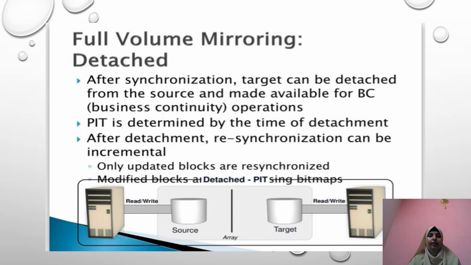Full volume mirroring detached. After synchronization, the target can be detached from the source and made available for BC, that is business continuity operations. The PIT is determined by the time of the detachment. After the detachment, resynchronization can be incremental. Only updated blocks are synchronized, modified blocks are detached.